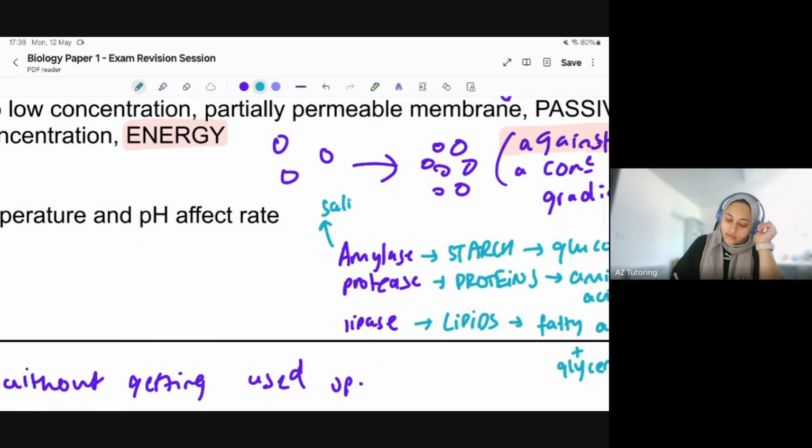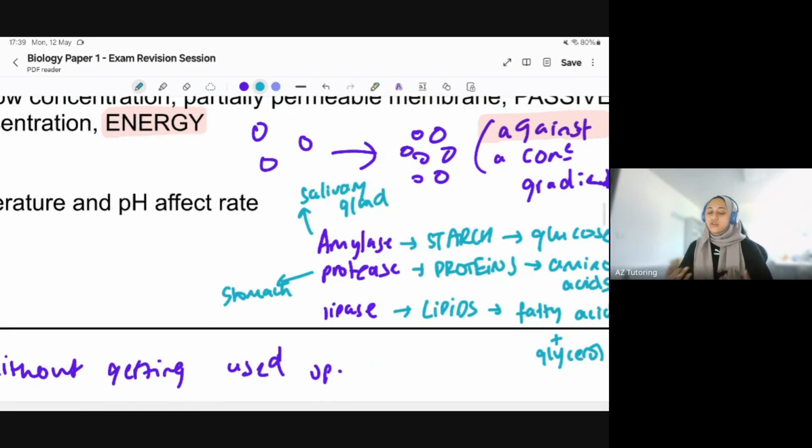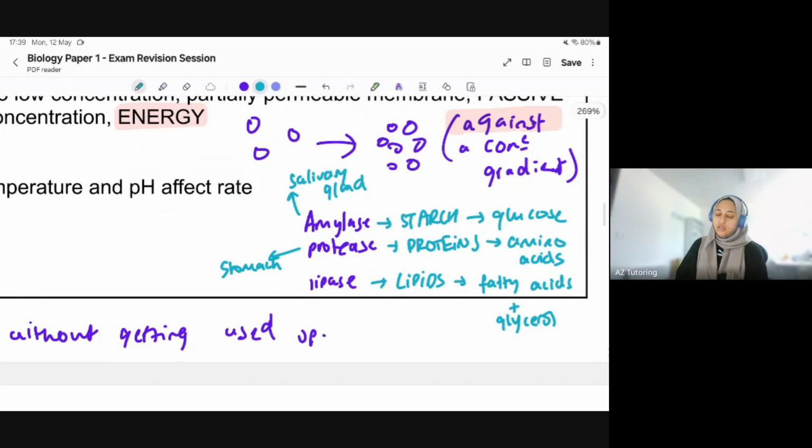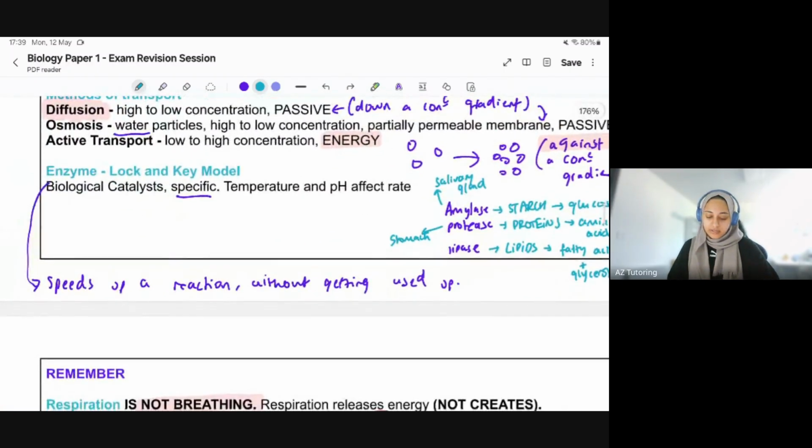So amylase is in, I would say, the salivary gland. A common mistake students make, they say it's in the mouth. You can't say it's in the mouth. You have to be really specific that it comes from the salivary gland. Protease, they found in the stomach, where the hydrochloric acid is, so they're well adapted to it. And lipase could be found in the pancreas, it could be found in the small intestine. All 3 of these are found in the small intestine and the pancreas. But the extra specific ones, salivary gland and stomach, amylase and protease, is what you need to know.